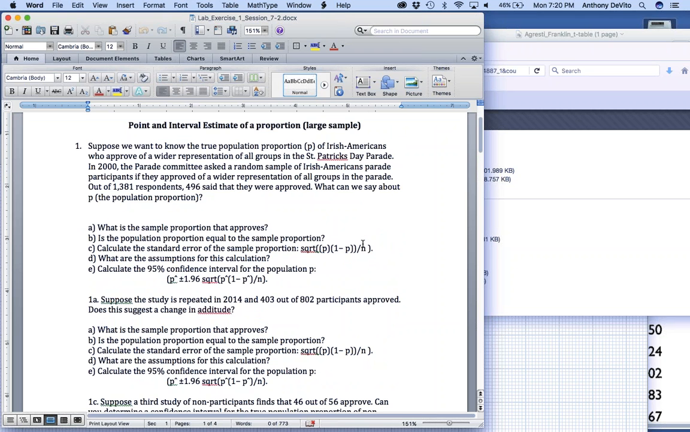We want to know the true population proportion of Irish Americans who approve of a wider representation of groups. This was a big deal back when I first made this problem, if you remember the issue of gay groups marching in the parade.